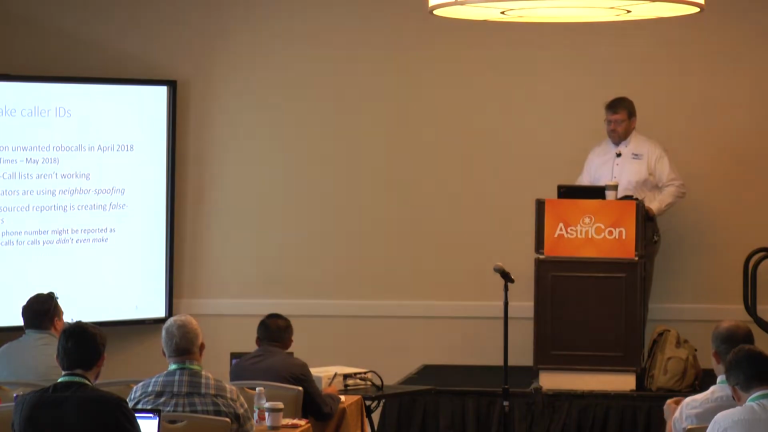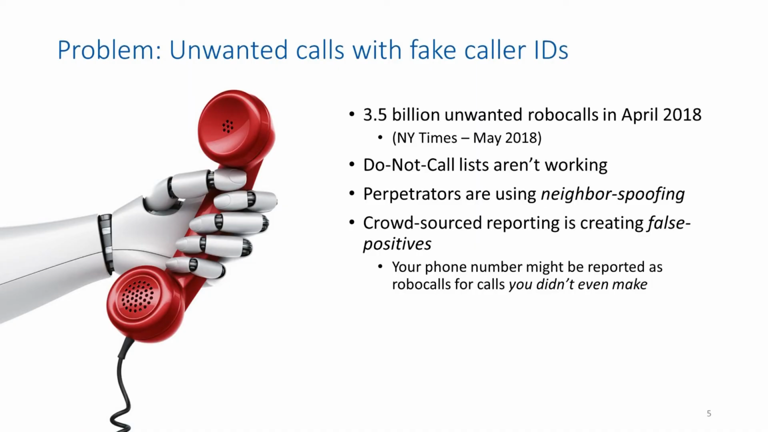So let's move on. What is the problem? What we're seeing, as a result of fake caller IDs, is that the New York Times reported in May 2018 that there were 3.5 billion unwanted robocalls in April of 2018, just in that one month. 3.5 billion. Now, everyone's had robocalls, and you notice the caller ID, right? It seems to be a pervasive problem, and in a couple of slides we'll talk about where they're coming from and why they're so hard to squash.